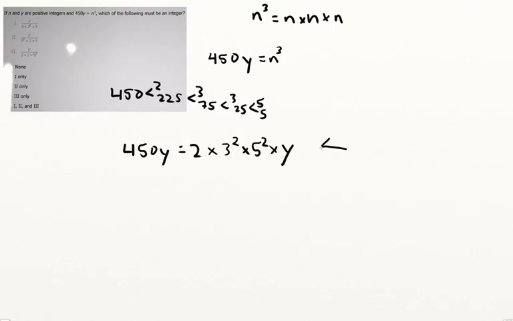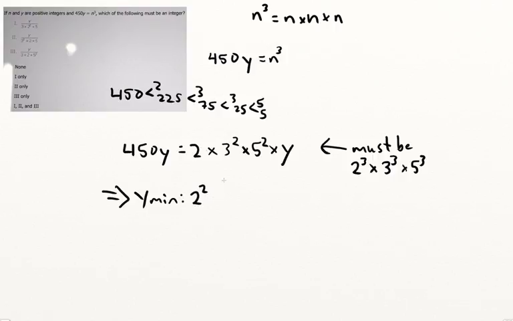So if we wanted this to become 2 cubed times 3 cubed times 5 cubed, that would imply that our minimum value of y would be whatever makes this 2 cubed, so that's going to be 2 squared, whatever makes this 3 cubed, so that's going to be 3 to the 1, and whatever makes that 5 cubed, which is going to make that 5 to the 1. So now that's our minimum value of y.